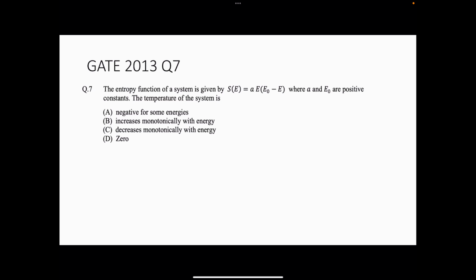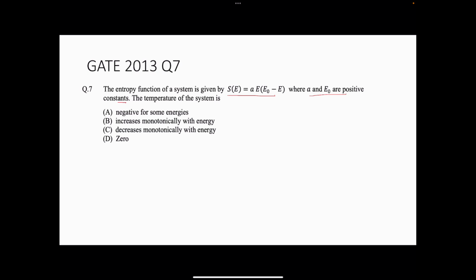This is GATE 2013 question number 7, which states that the entropy function of a system is given by S of E, which is equal to A E (E naught minus E), where A and E naught are positive constants. We have to comment on the temperature of the system if this is the entropy, which is a function of some E.